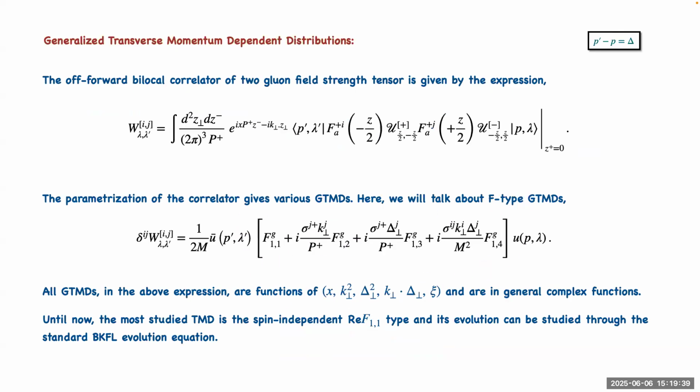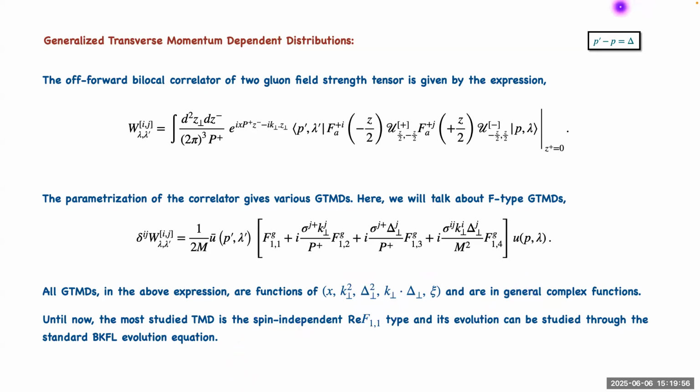So what are GTMDs? GTMDs are generalized transverse momentum distributions. And you may ask how they are different from TMDs. GTMDs have an extra parameter, this right over here, delta. This delta dependence.